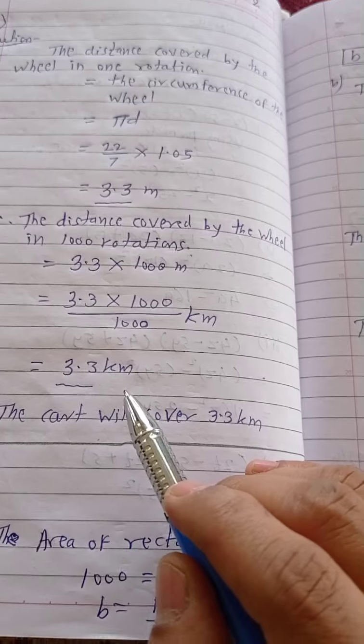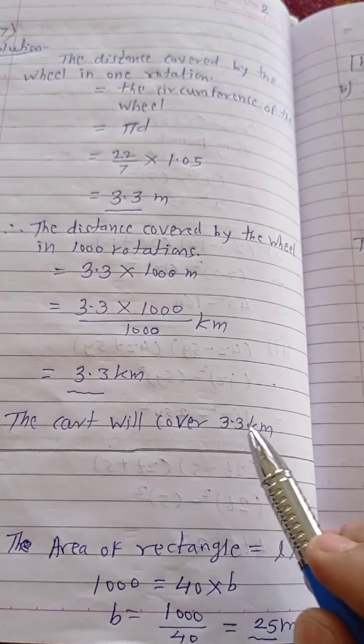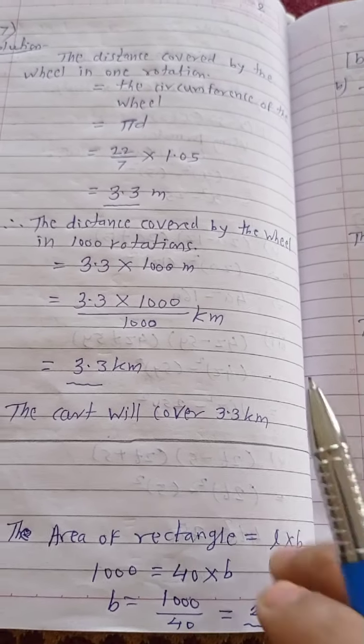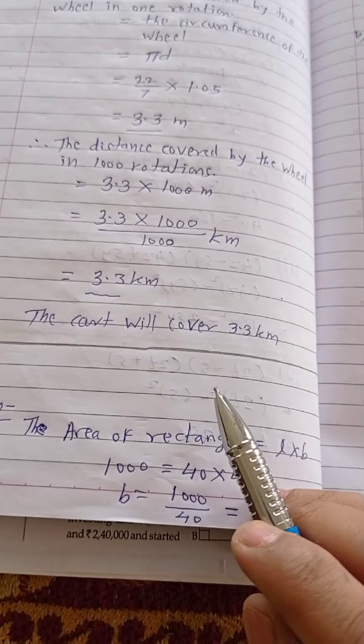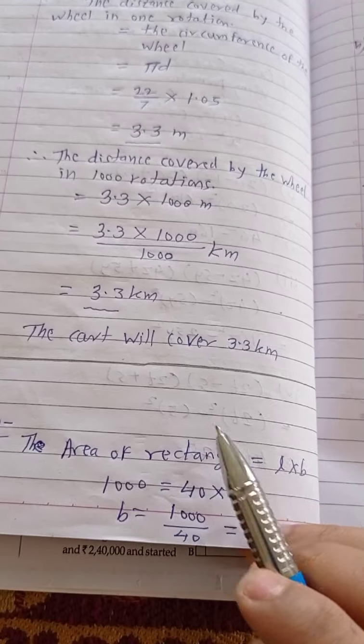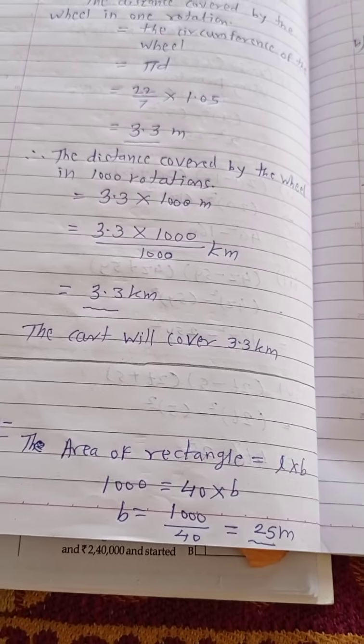What will we get? 3.3 kilometer, that is the distance the cart will cover. Okay, then this is about the 7th question. Now we'll come to our 8th question. See, in the 8th question, they ask a total of 3 questions here. We have to solve them one by one.